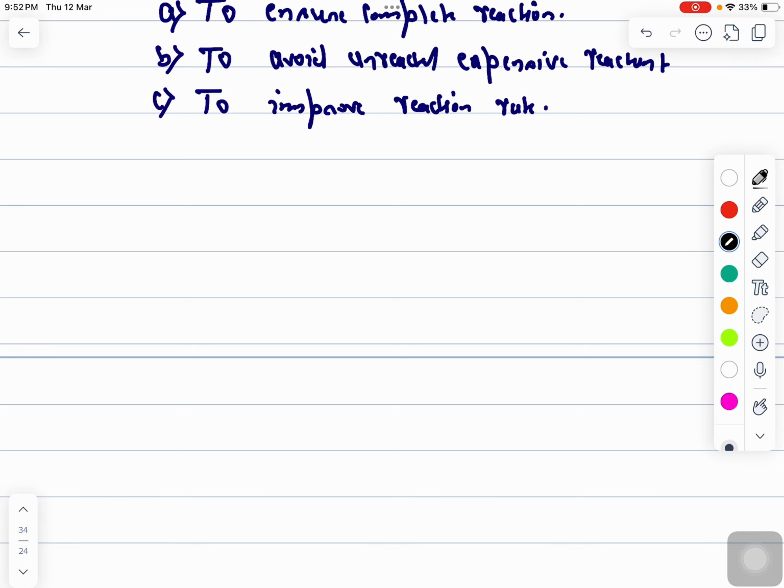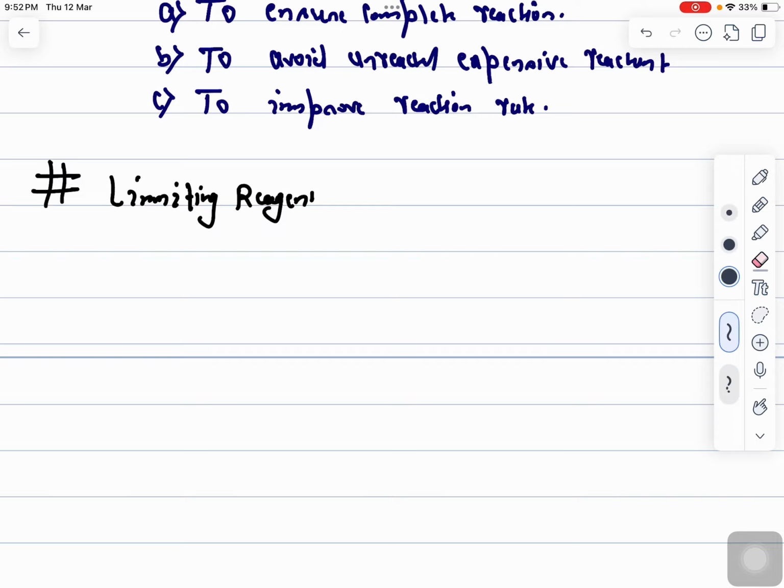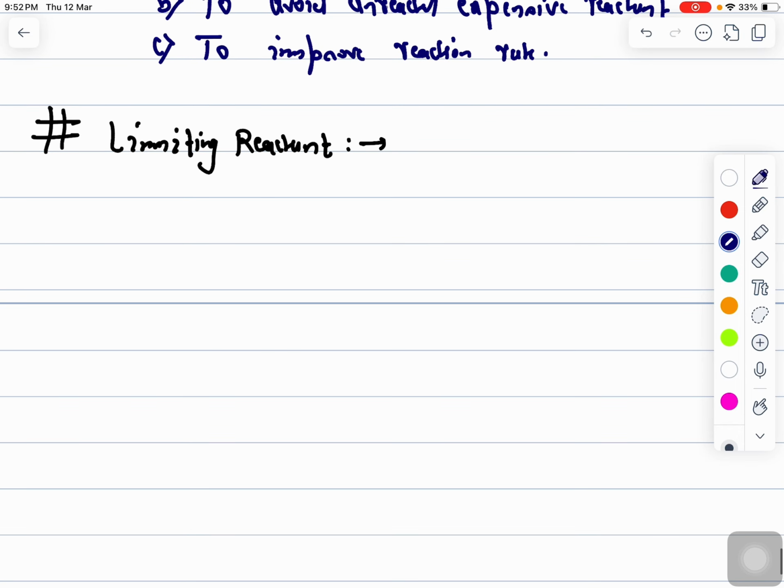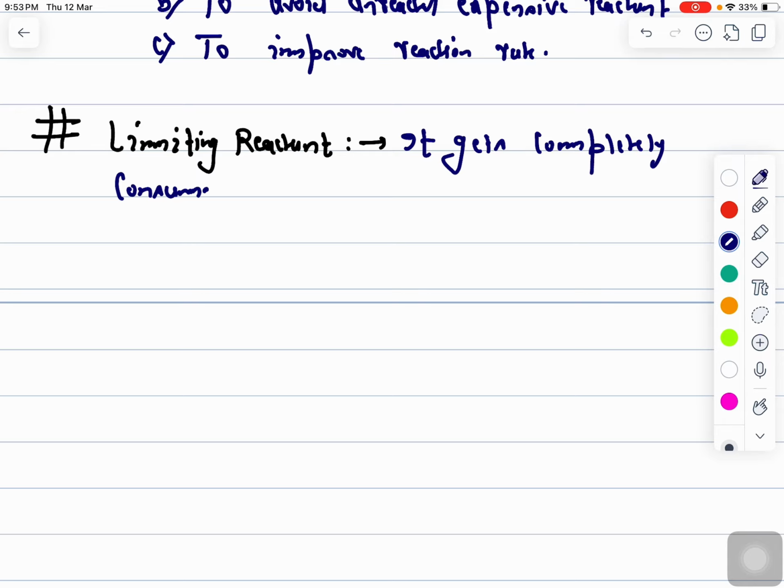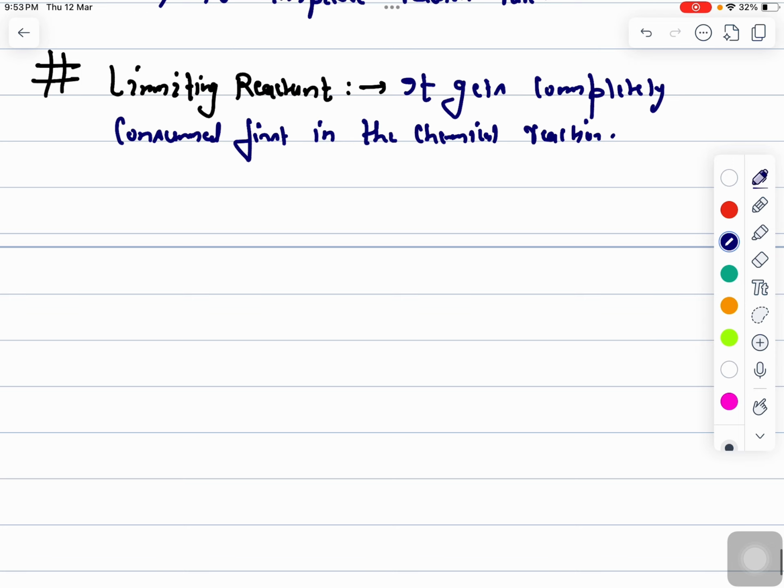So now coming to the limiting reactant. When we talk about the limiting reactant, its meaning is that it gets completely consumed first in the chemical reaction, so it limits the amount of product formed also.